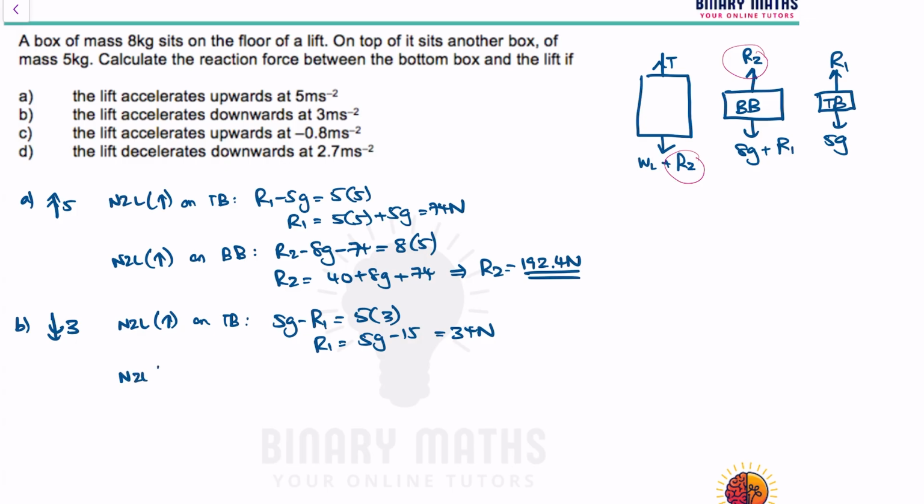Newton's second law applied vertically on the bottom box means, because it's traveling down, 8g plus R1, which is 34, minus R2 must be equal to 8 times acceleration, which is 8 times 3. So R2 will be equal to 8g plus 34 minus 24, which works out to be R2 is equal to 88.4 newtons.